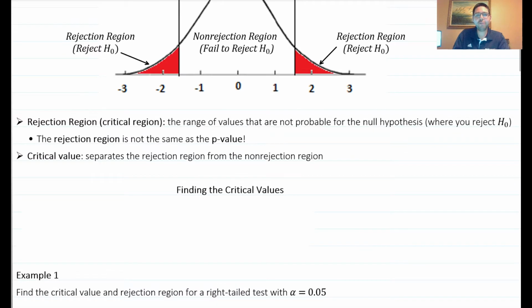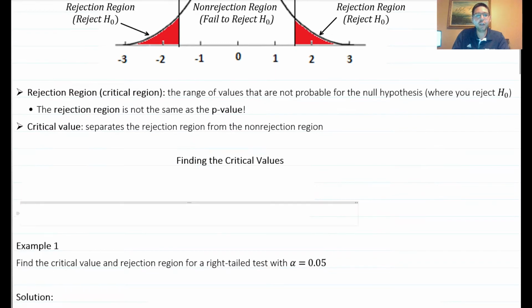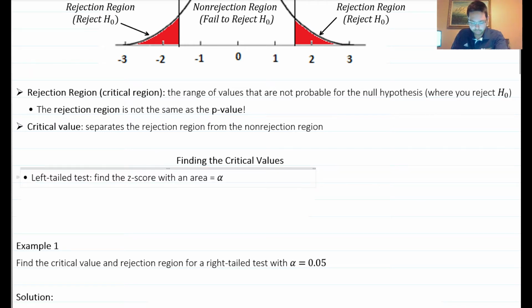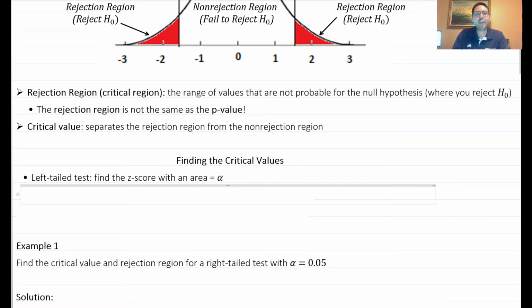So how do we go about finding the critical values? First off, it depends what type of test you're dealing with. If you have a left-tailed test, that means you want to find the z-score when the area is equal to alpha. Remember, alpha is your level of significance, and that's what you choose when you do the test, or it's given to you.